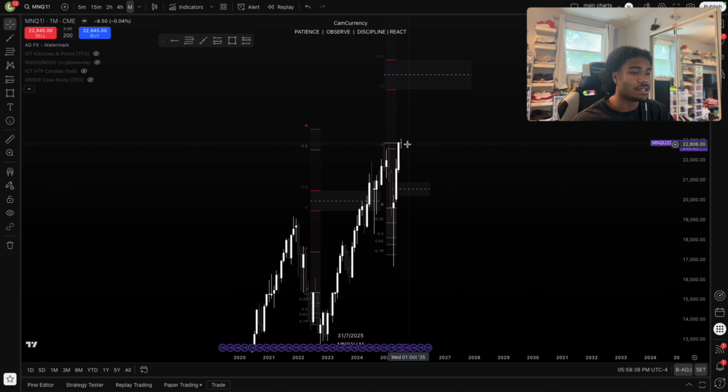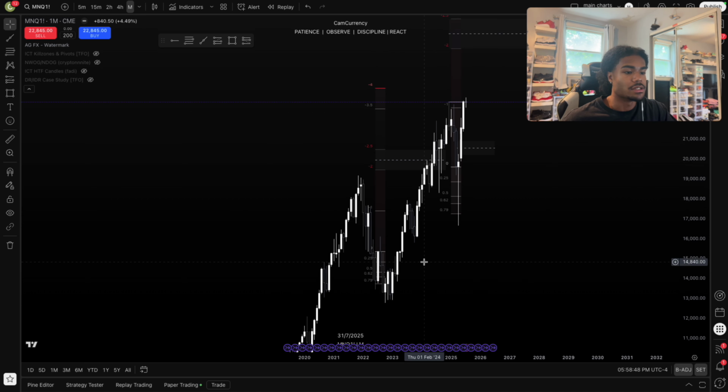Now that we've already taken out the -1, we should either get a straight move or we will get a reversal. There will be no in between. One of those two things will happen, as you can see, just from marking with the standard deviation level.